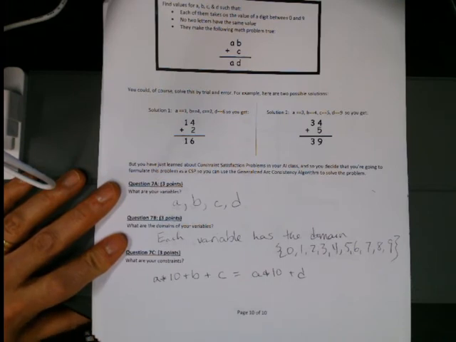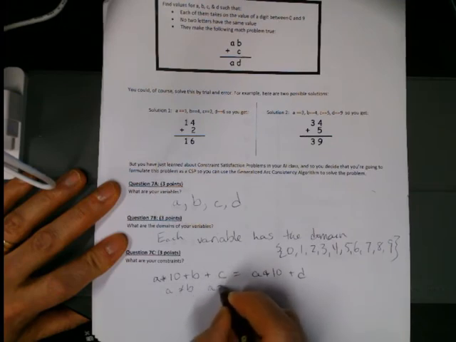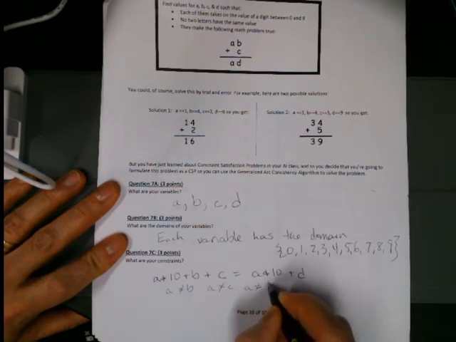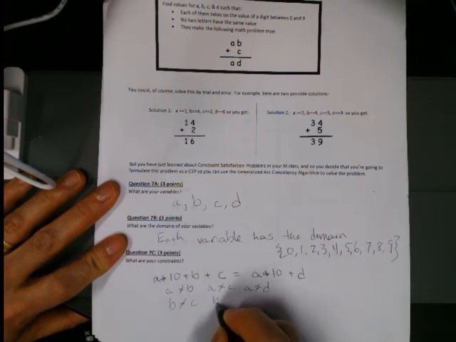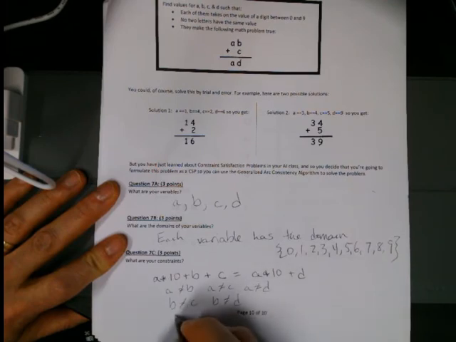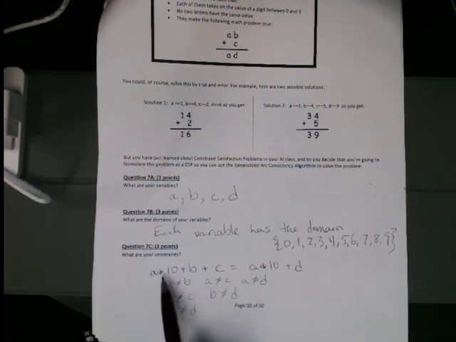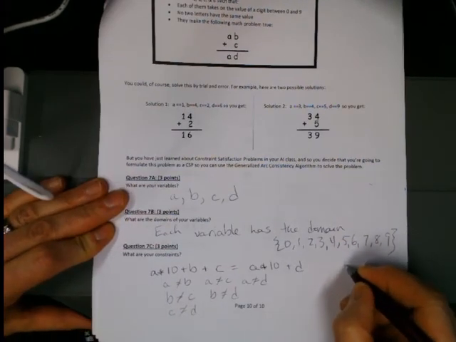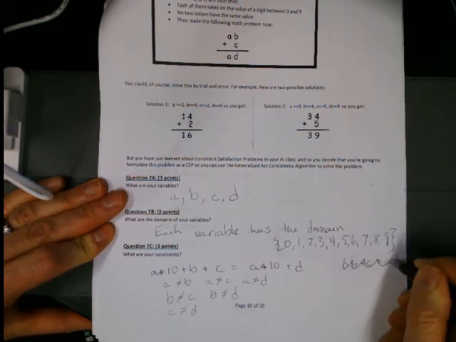Another constraint is that none of the variables equal each other, right? So A is not B, and A does not equal C, and A does not equal D, and B is not C, and B is not D, and C is not D. I think I got them all, right? And this math equation works okay. I mean, for sure, I took off some points for people who said AB plus C equals AD, because that sure looks like multiplication. That's not what we're looking for.